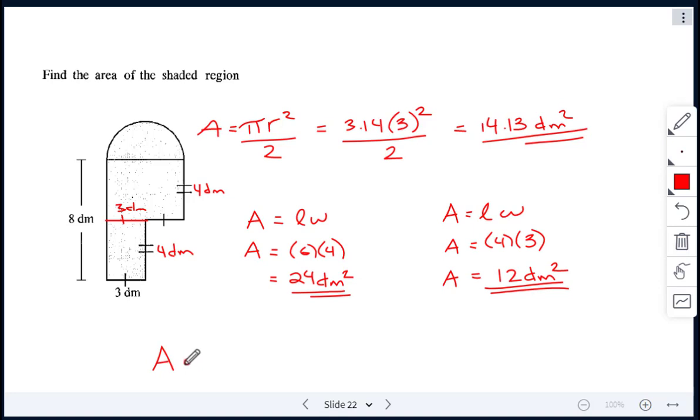So now we would just get the area total, because all of this is shaded. So we would just add all 3 of those. 14.13 plus 24 plus 12, which gives me a total of 50.13 decimeters squared.